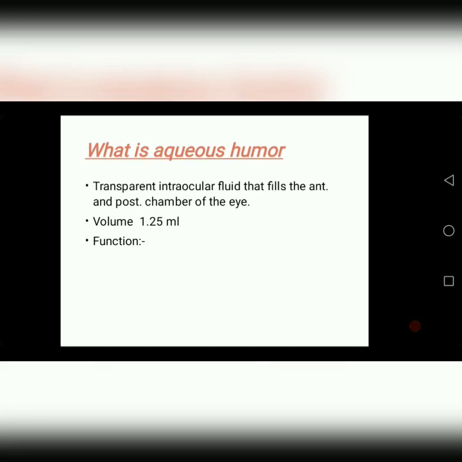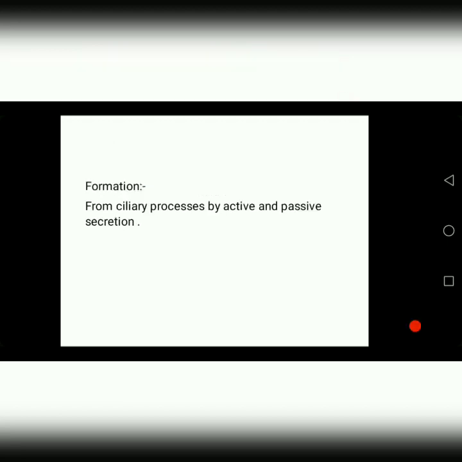After that, aqueous humor. What is the aqueous humor? Aqueous humor is a transparent intraocular fluid that fills the anterior and posterior chambers of the eye. Its production rate is about 2 to 3 microliters per minute. Aqueous humor function: it is very important to maintain the normal shape of the eyeball, to prevent its collapse, and it also acts as a refractive medium because it's transparent. Also, it is very important for the nutrition of the avascular structures of the eye, like the lens and cornea.